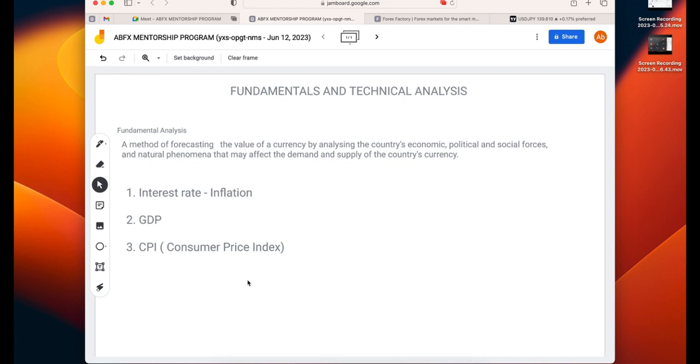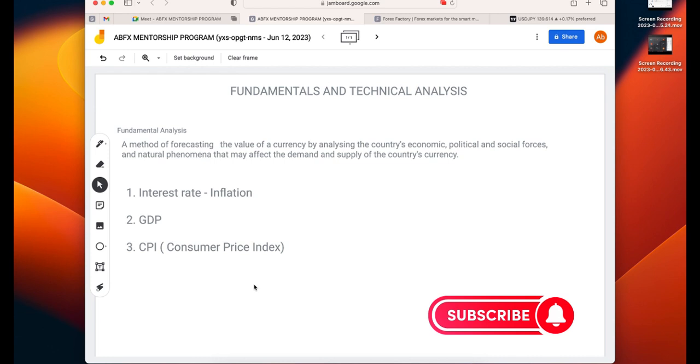CPI stands for Consumer Price Index, right? This tracks the changes in retail prices of goods and services, essential goods and services bought by households, and it's also used to measure inflation, right? So as I was saying, CPI is linked to inflation, and it influences changes in monetary policy by the central bank, which might have to strengthen or weaken the currency.